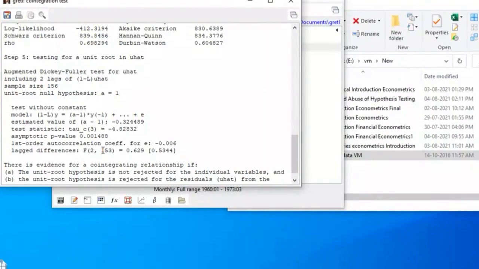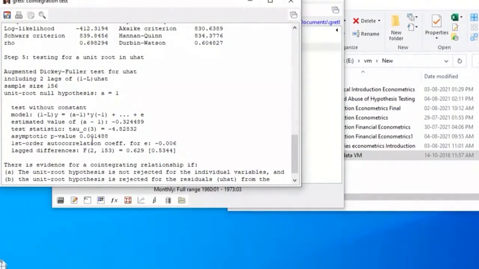That is the only thing. Okay? Yes, sir. So we are interested only in this case whether there is a unit root in the residual u hat or not. So we have the null hypothesis, and we see the p-value.